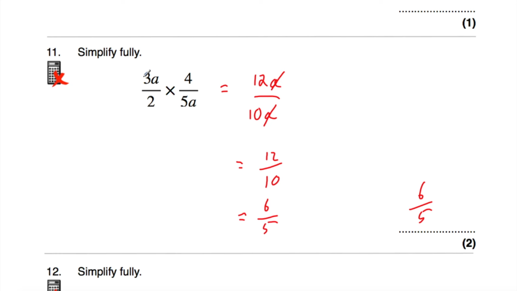So what we've done there is we've multiplied the numerators together and the denominators together. We've got 12a over 10a, and then we've just cancelled down. We've divided both the numerator and the denominator by a, and then we've divided both the numerator and the denominator by 2, and we've got that equal to 6 fifths. So that's it. So that's one approach to that question.